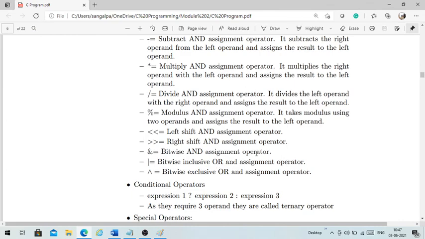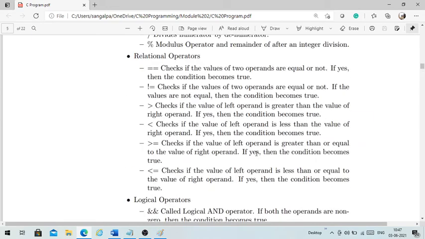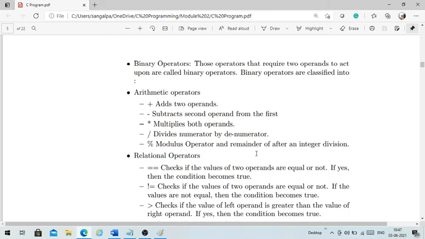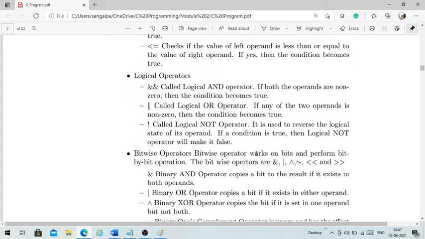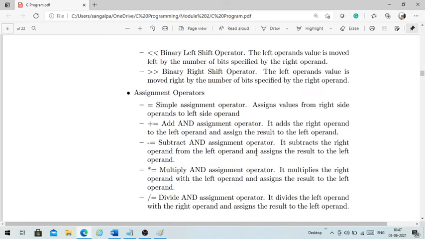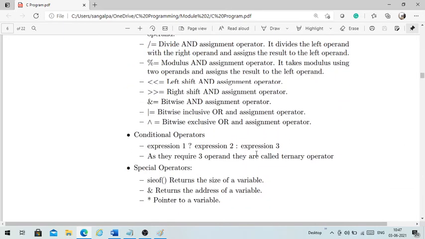So these are the binary operators. Binary operators are arithmetic operators, relational operators, logical operators, bitwise operators, and the assignment operators. So all these are binary operators. Next is a third type. It's actually a ternary operator. It's called the conditional operator.